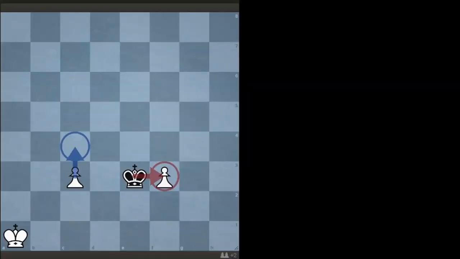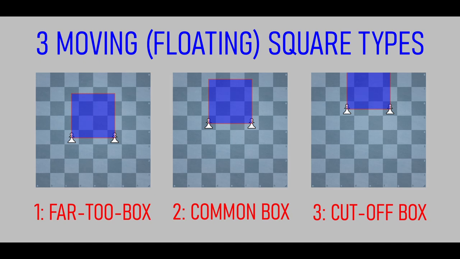Hello, welcome to the next episode of the Pawn Endgames. This time we'll be talking about the so-called moving square. Why it is important you will see in a second, and now let's get into it.